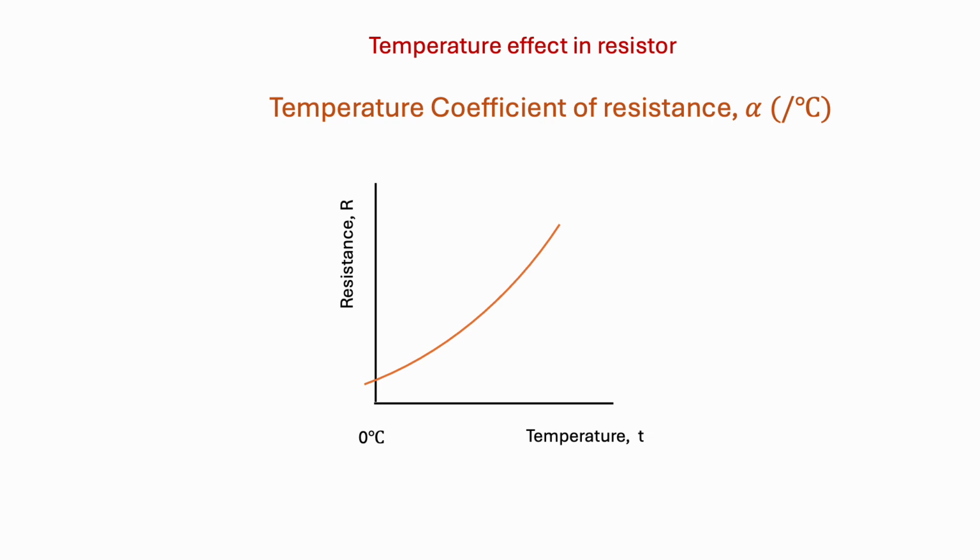Temperature effect in resistor. We know the resistor has a temperature effect and its resistance varies with the temperature. When you increase the temperature, the resistance could increase or decrease, depending on the type of material. So in this graph you can see that with temperature, resistance is increased.